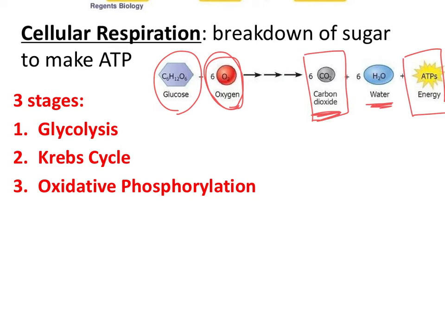There's 3 steps to cellular respiration: glycolysis, the Krebs cycle, and oxidative phosphorylation. This video will focus mainly on the first 2 with a quick little intro to what oxidative phosphorylation is. This word oxidative might be familiar to you, but it might not. That is a chemistry term relating to oxidation.